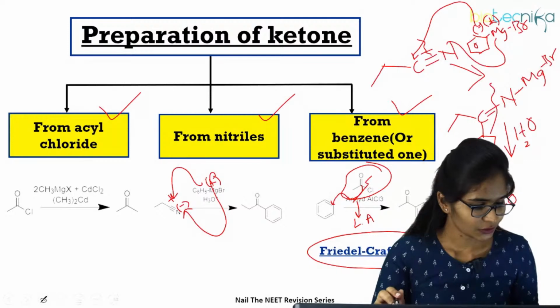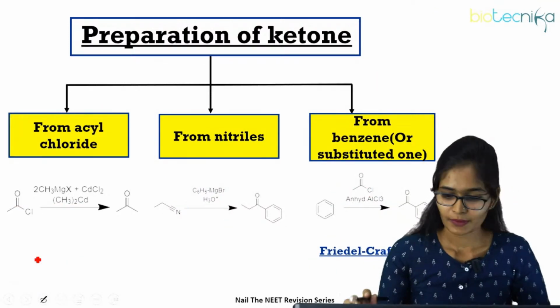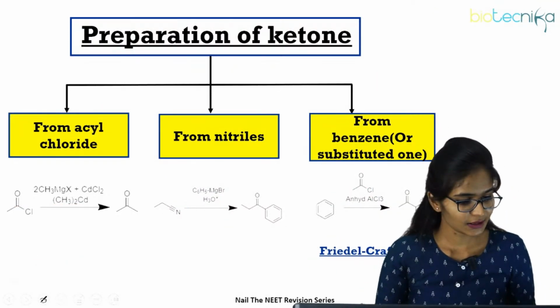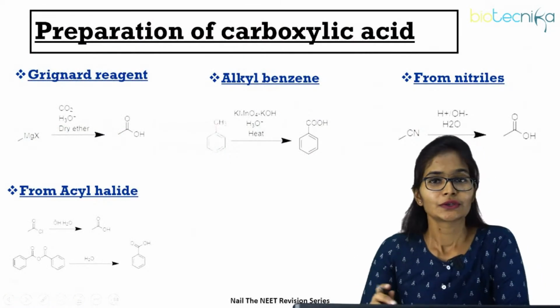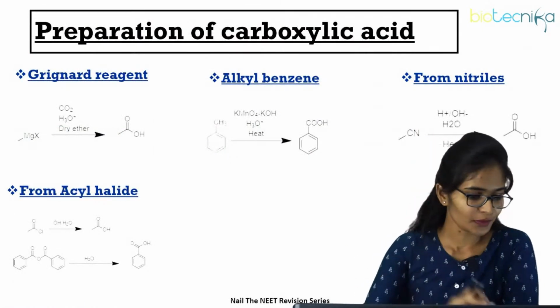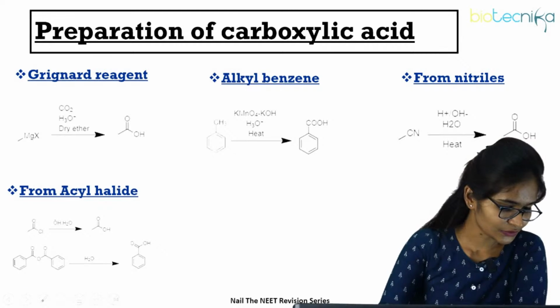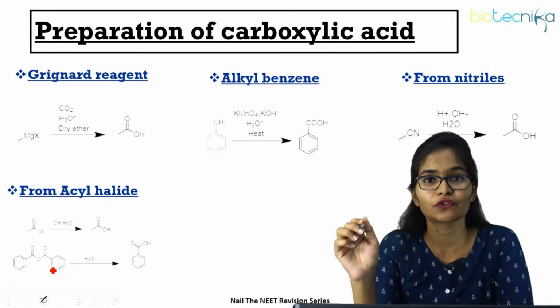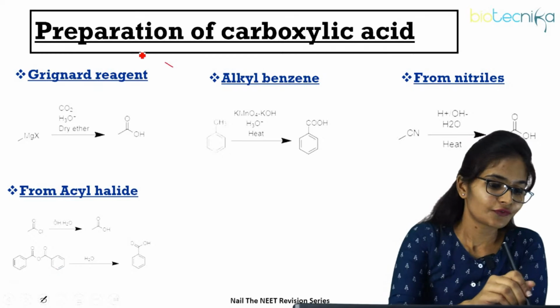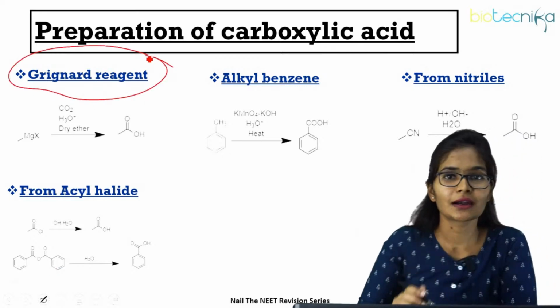And now coming to the next part, that is regarding carboxylic acid. In the case of carboxylic acid, there are so many methods to get carboxylic acid. Let us consider the important preparation methods of carboxylic acid. The first one is using Grignard reagent.